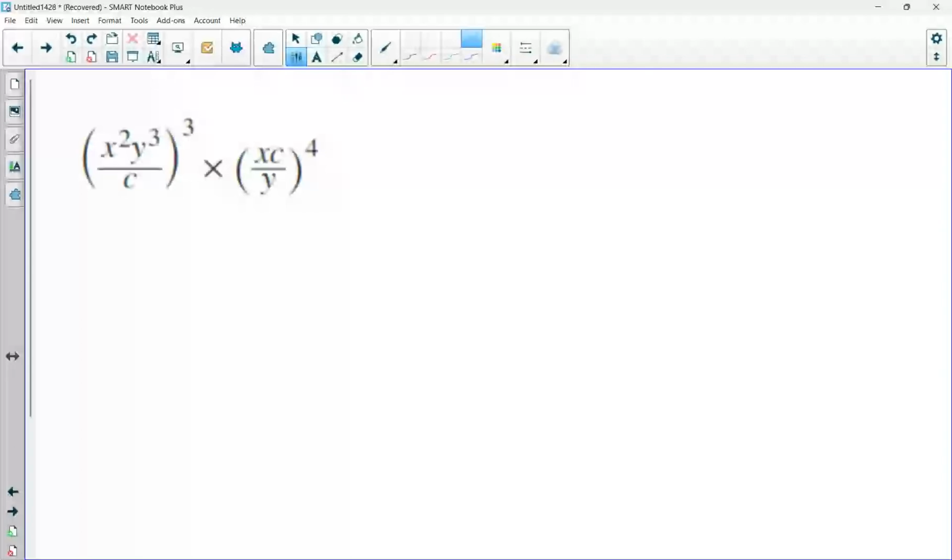Hi guys, in this video today we're going to find ways to solve this question. So here we've got x to the power of 2, y to the power of 3 over c to the power of, there's an invisible 1, all raised to the power of 3. Then x also has an invisible 1, c also has an invisible 1, and y also has an invisible 1, and it's all raised to the power of 4.